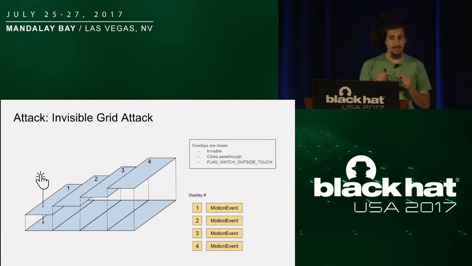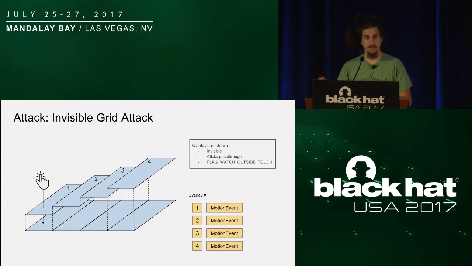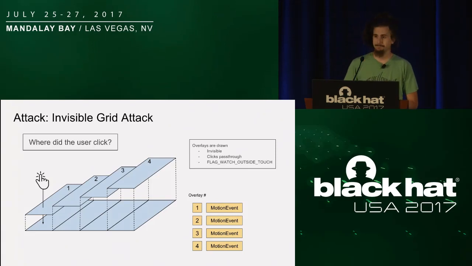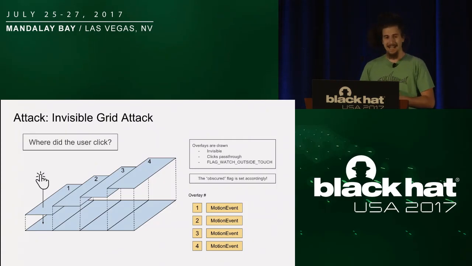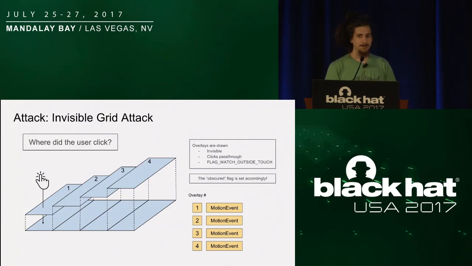Of course, the coordinates are not set because of the security mechanism I mentioned before, but they are going to receive a motion event. And the goal of the attacker is to understand where the user clicked. Well, we found out that the way the obscured flag is implemented actually allows the attacker to understand exactly where the user clicked. The way it works is the following.